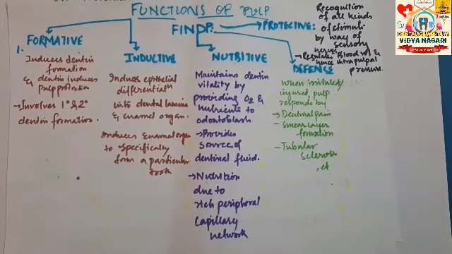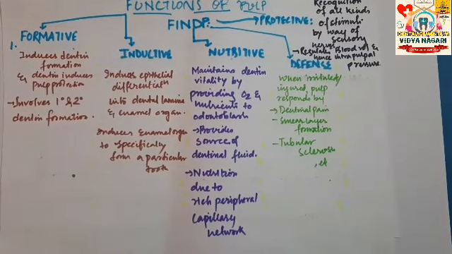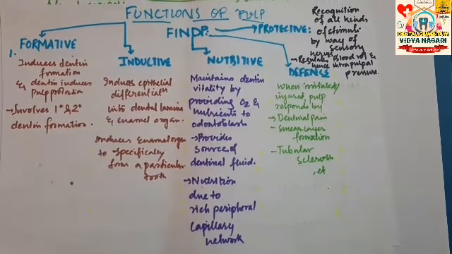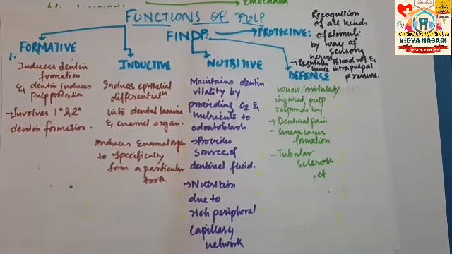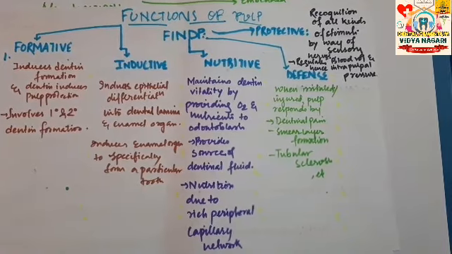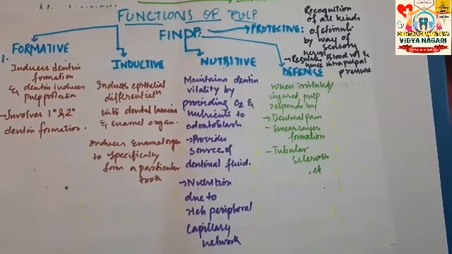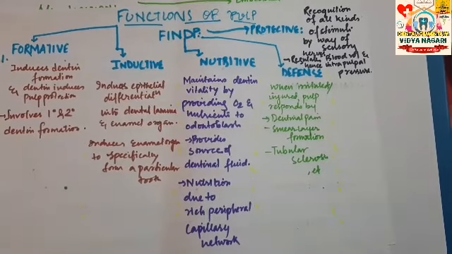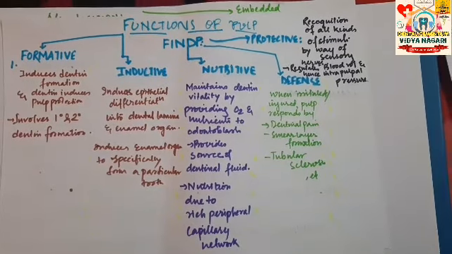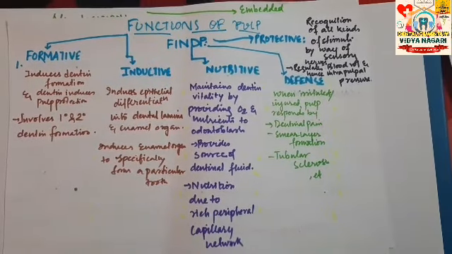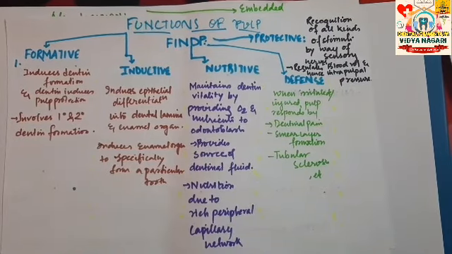Let us now come to the inductive function. The pulp tissue induces epithelial differentiation into the dental lamina and enamel organ. Also, it induces the enamel organ to specifically form a particular tooth. Coming to the nutritive function of the pulp, pulp maintains dentin vitality by providing oxygen and nutrients to odontoblasts, and provides a source of dentinal fluid, nutrition due to rich peripheral capillary network.